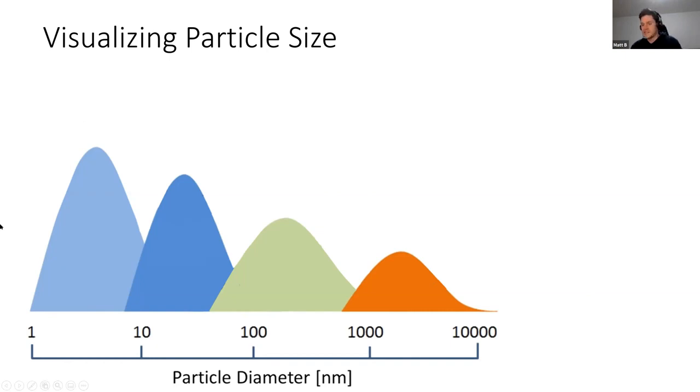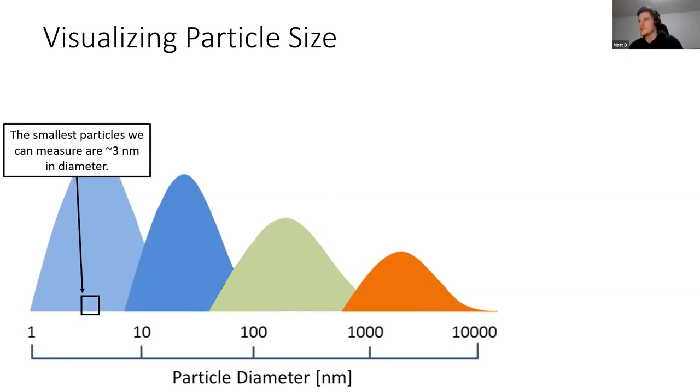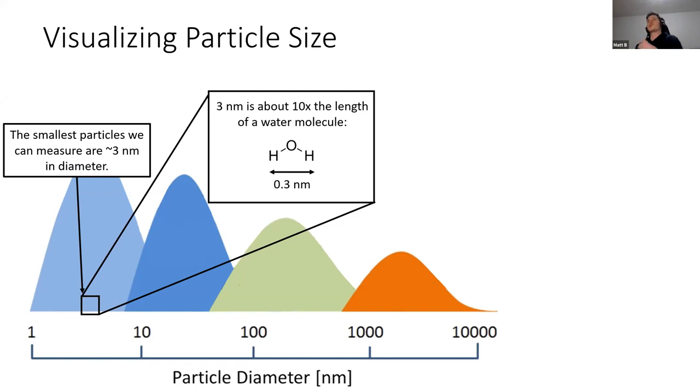And the smallest particles we can measure are about 3 nanometers in diameter. And that's really hard to measure. Like, what does 3 nanometers really mean? So if you picture a water molecule, right, we're talking really, really small, just a molecule. 3 nanometers is 10 times the length of that molecule. So these smallest particles are really just bigger than molecules.